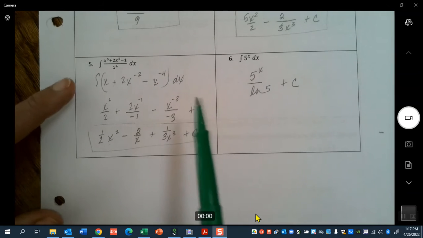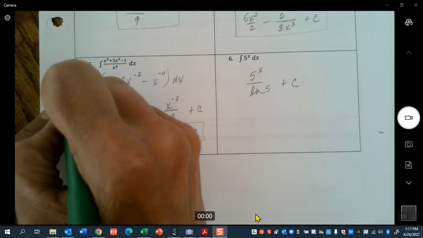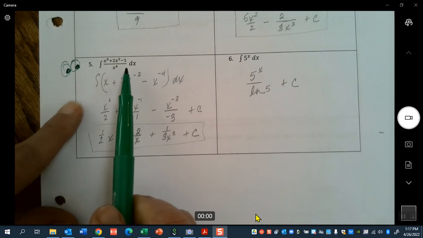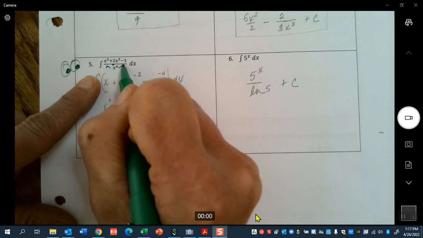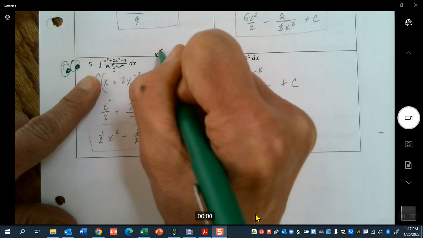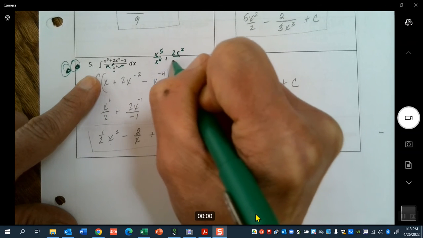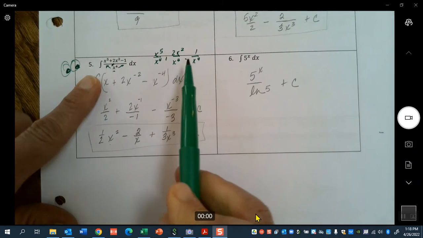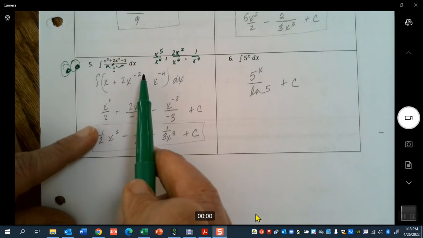When we look at number 5, again, we want to look for ways that we can simplify. How can we turn this into a simpler thing that I do know how to integrate? This exponent applies to each of these terms. So x to the 5th divided by x to the 4th plus 2x squared divided by x to the 4th minus 1 divided by x to the 4th. I'm going to go ahead and subtract these exponents, and that's how I get this negative exponent here.